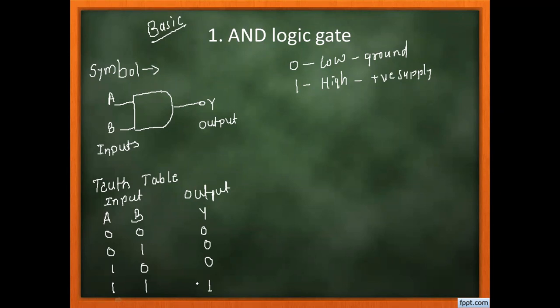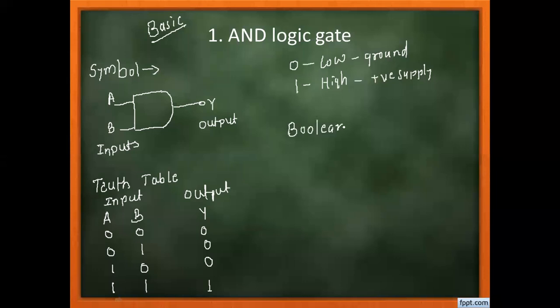So if you try to remember that, you can remember that when both the inputs of the AND gate are 1, only at that time the output of the AND gate is 1. For the rest of the conditions, the output becomes 0.